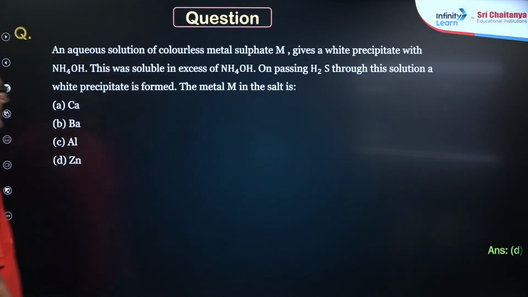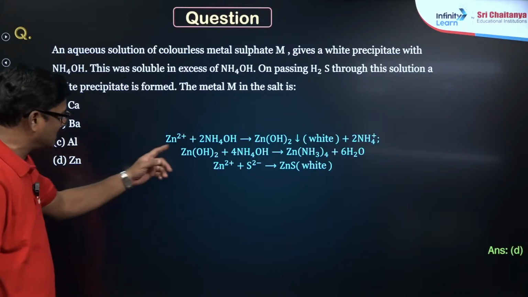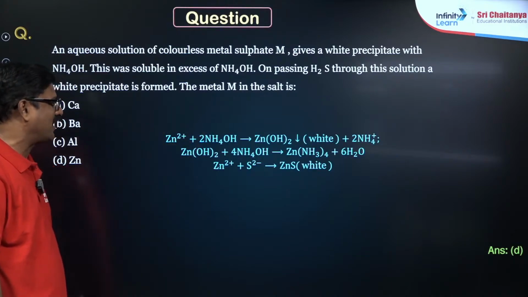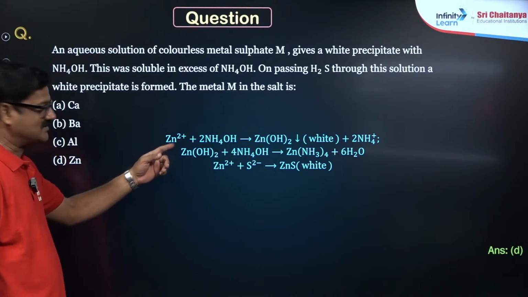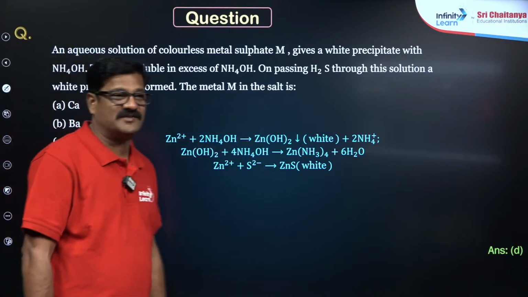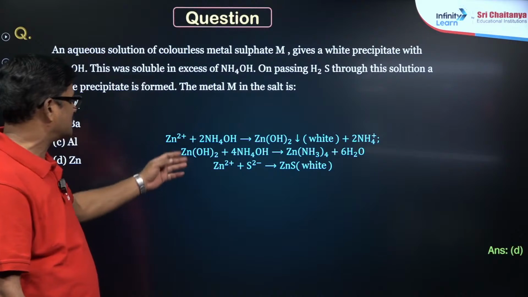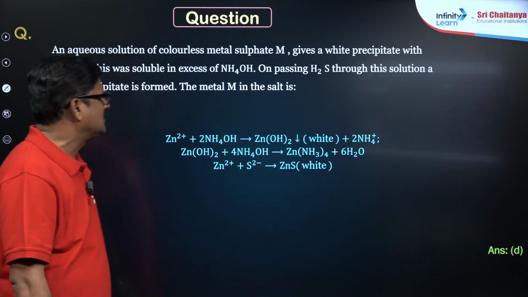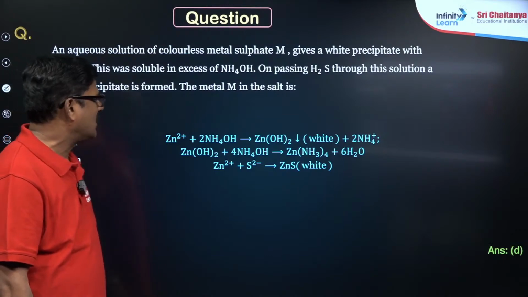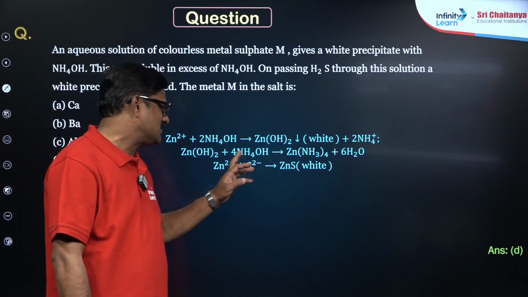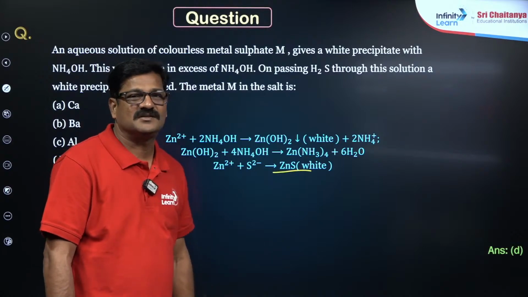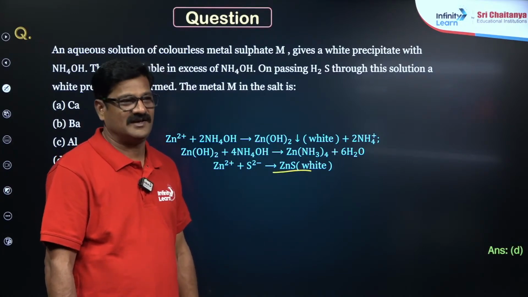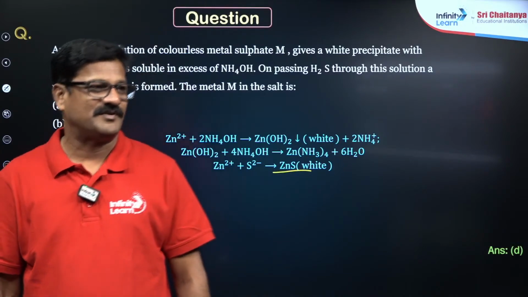The answer is going to be zinc, dissolved in ammonium hydroxide. Zinc 2 plus gives a zinc hydroxide white precipitate, and zinc hydroxide reacts with excess of ammonium hydroxide, giving rise to the zinc ammonium complex, and when it is treated with H2S, gives rise to white zinc sulfide. Okay, zinc sulfide, a white precipitate.